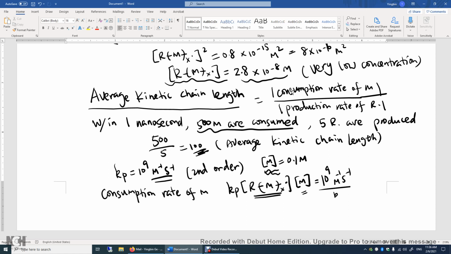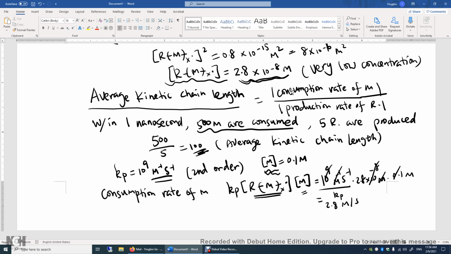This is your Kp times the concentration of the radical over here. We computed this before using the steady state approximation. And then we have the concentration of the monomer, which is 0.1. So after we do the calculation, you can see this and this cancel. So it's going to be about 2.8. The unit over here, this cancels, 0.1 molar. So we get 2.8 molar per second.